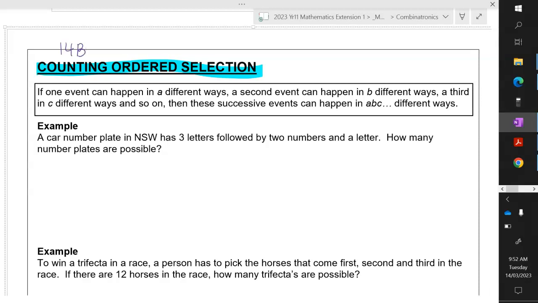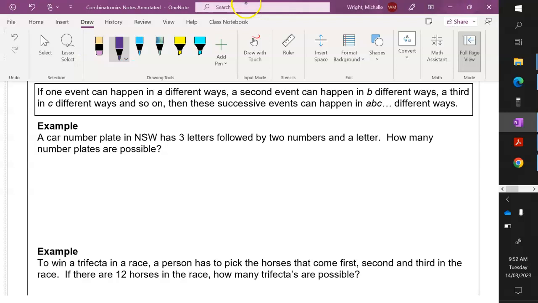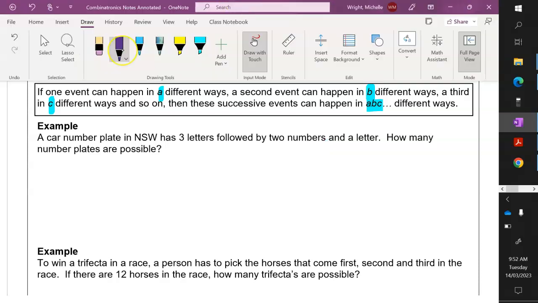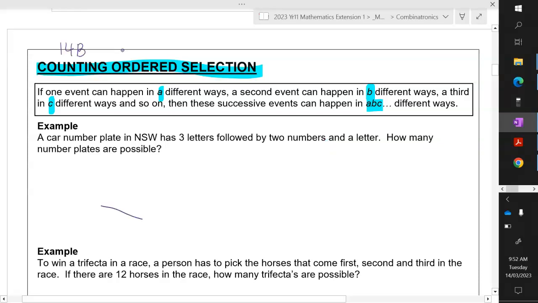It says if one event can happen in A different ways, and a second event can happen in B different ways, and a third event can happen in C different ways, and so on, then successive events can happen in A × B × C different ways. Now, what I want to get us to do with these questions is think of each different event, or each thing that happens, individually. So the first example here looks at car number plates, and you probably can figure this one out anyway, but this is looking at the maths behind what's happening.